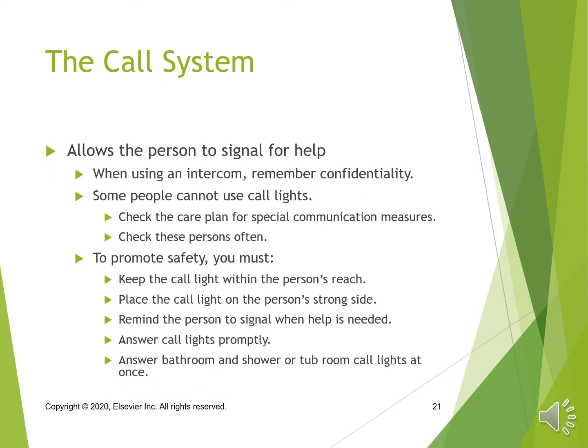The call system allows the person to signal for help when using an intercom, and remember confidentiality. Some people cannot use call lights, so you have to check the care plan for special communication measures. Check these individuals often. To promote safety, you must keep the call light within the person's reach. Place the call light on the person's strong side. Remind the person to signal when help is needed. And sometimes you have to remind them often because they might forget.